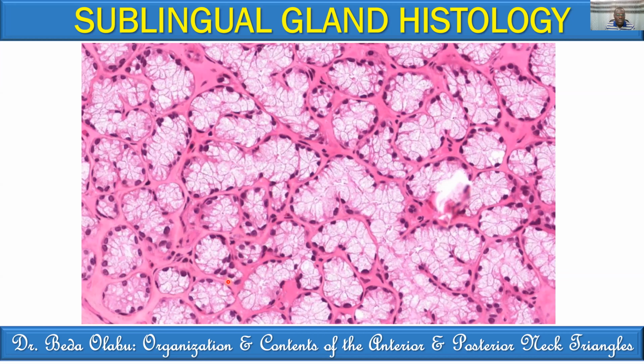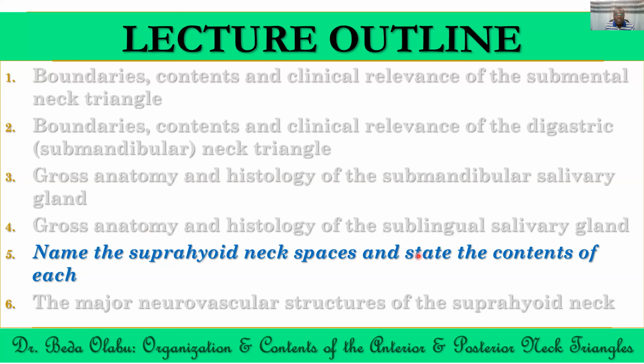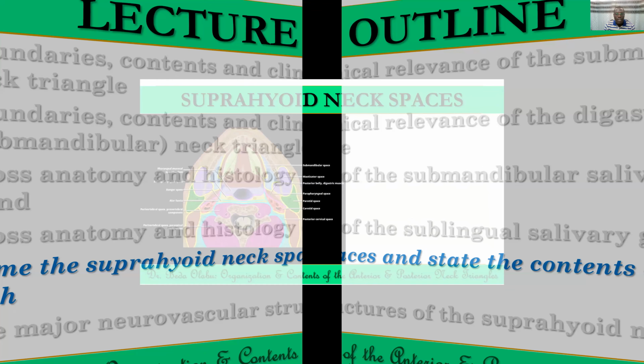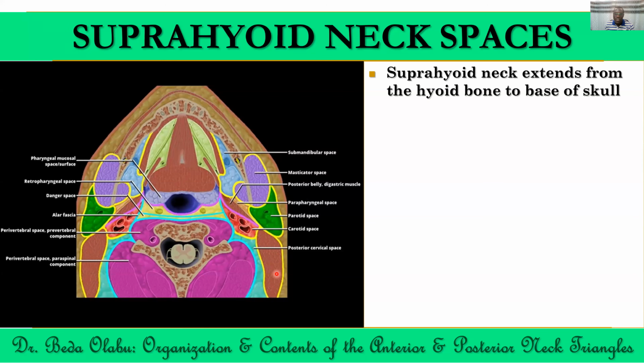We can now talk about the suprahyoid neck spaces. We'll name them, and we'll also talk about the contents of each space. Just to mention in context, when you talk about the suprahyoid neck, we are talking about the region of the neck between the hyoid bone and the base of skull. There are many spaces in the suprahyoid neck indeed. Let me just mention them in this list first.